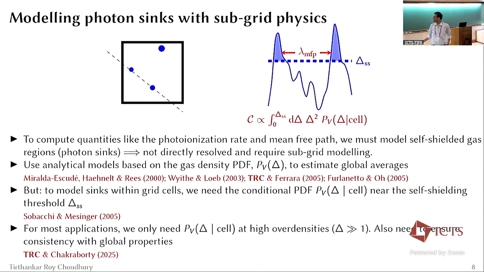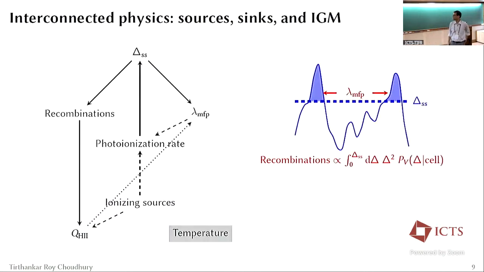Remember, while making the model of the conditional PDF, you also have to ensure that the unconditional PDF, when you marginalize over all cells, recovers the underlying globally averaged PDF as well. This was done in collaboration with Anirban Chakraborty, my student. He will speak on Thursday, but on something else. But this is something we did very recently.